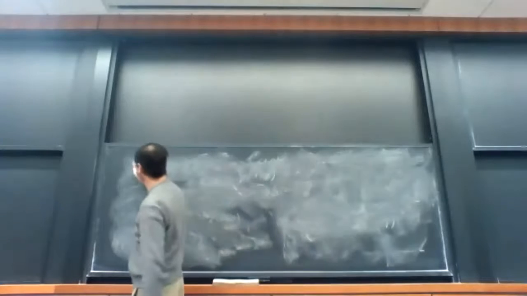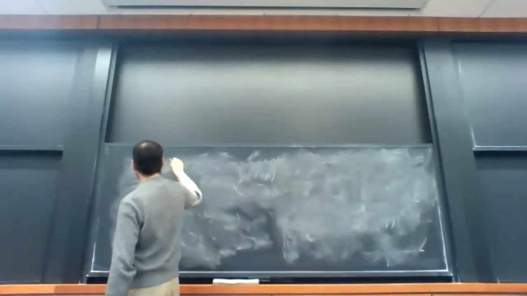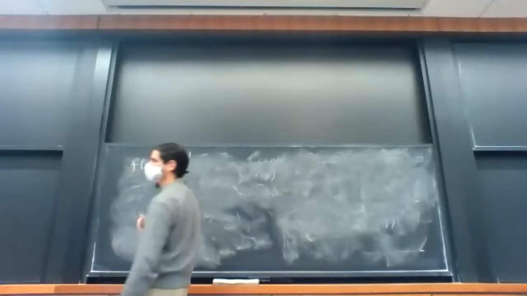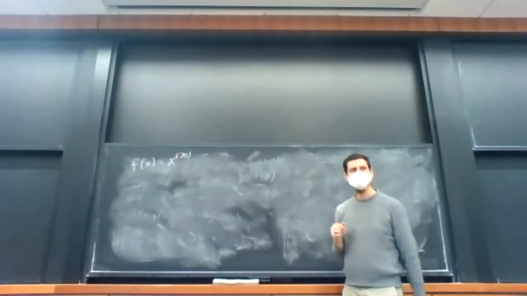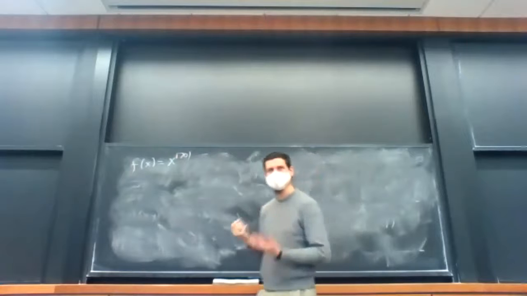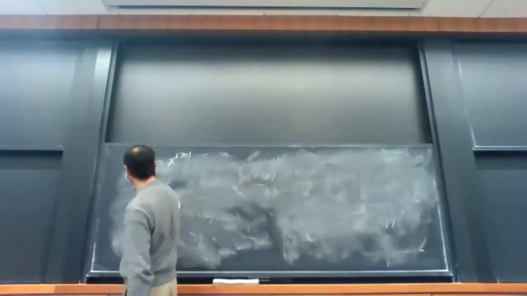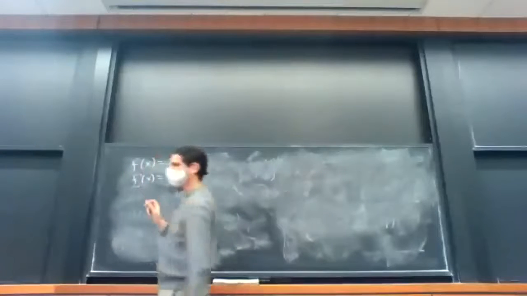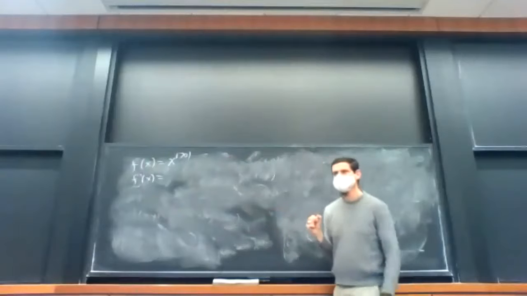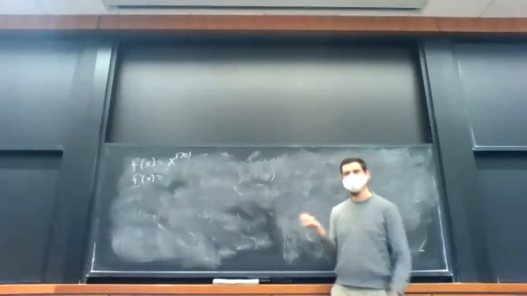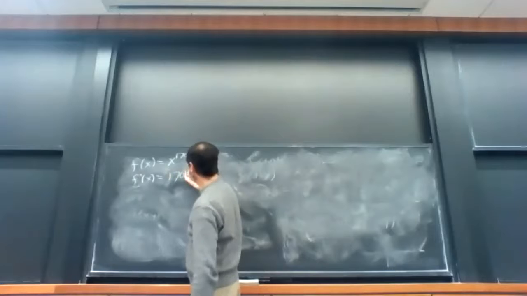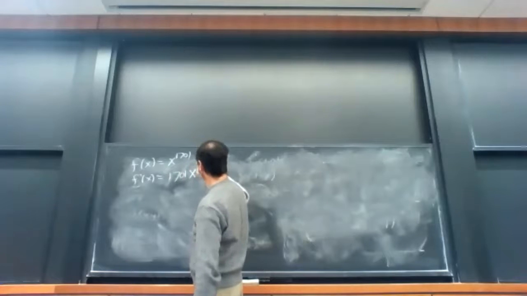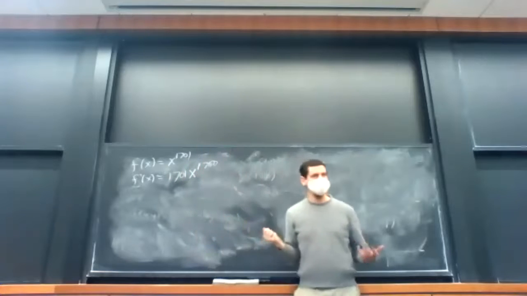So has anybody ever seen this function before? f of x equals x to the 1701. Okay, so you've never seen it before, but I somehow suspect that you can differentiate it. So what is f prime of x? What would f prime of x be? 1701 x to the 1700. All right, so we're not going back to the definition of the derivative.